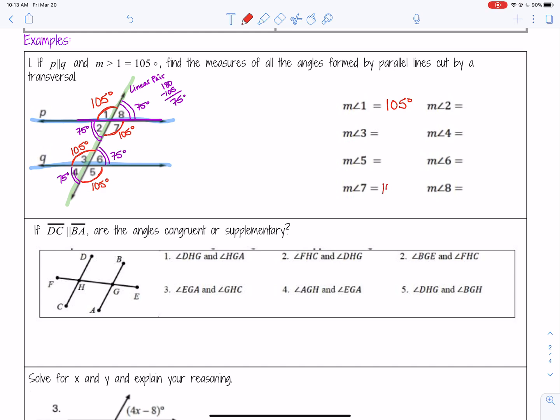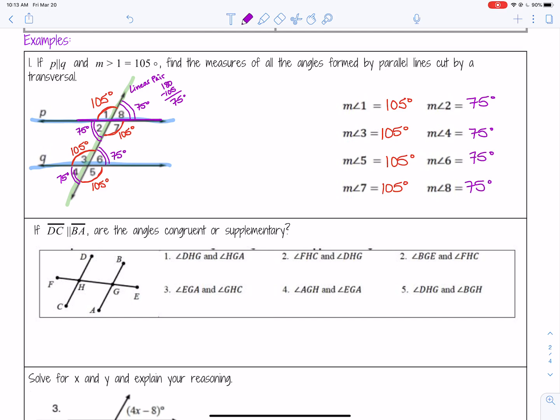So was number 7. And 3. And 5. And then the other 4. So 2, 4, 6, and 8 were all 75 degrees.